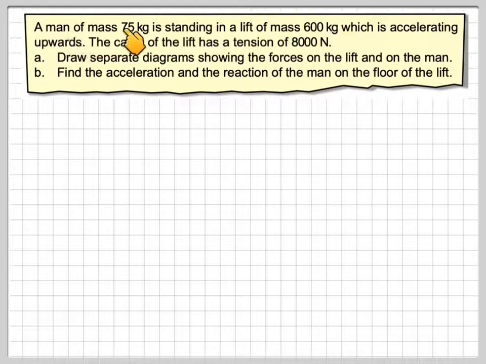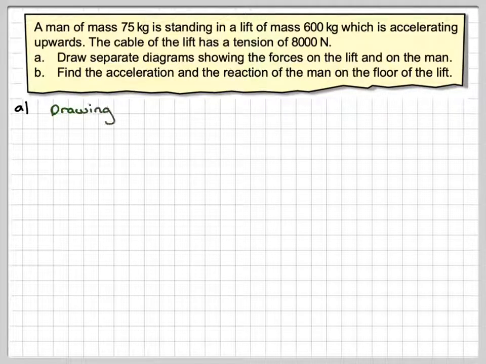A man of mass 75 kilograms is standing in a lift of mass 600 kilograms, which is accelerating upwards. The cable of the lift has a tension of 8,000 newtons. Part A. Draw separate diagrams showing the forces on the lift and on the man. And then B. Find the acceleration and the reaction of the man on the floor of the lift.